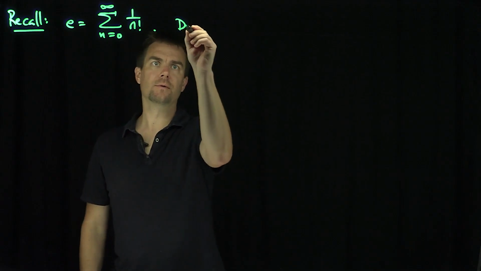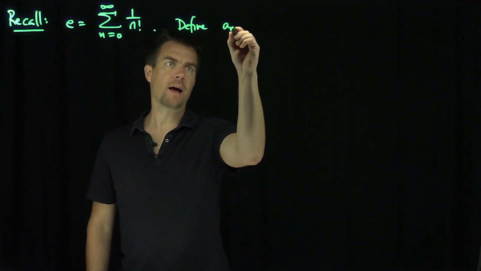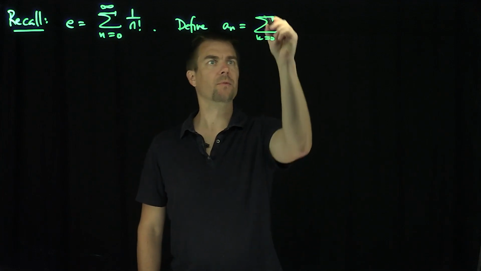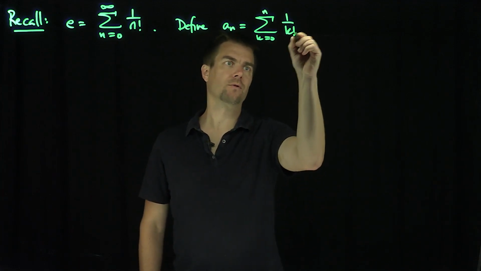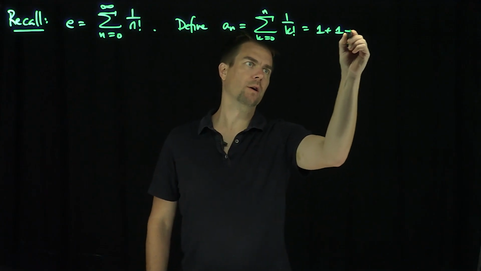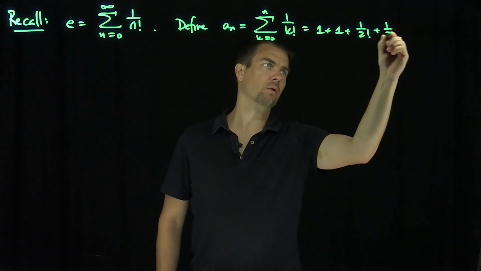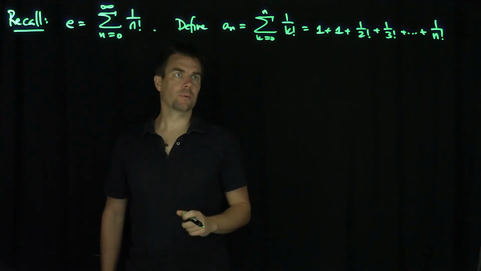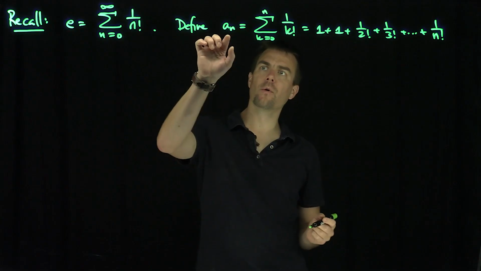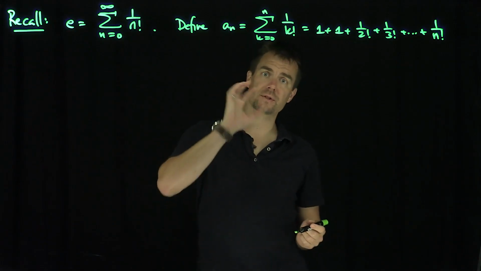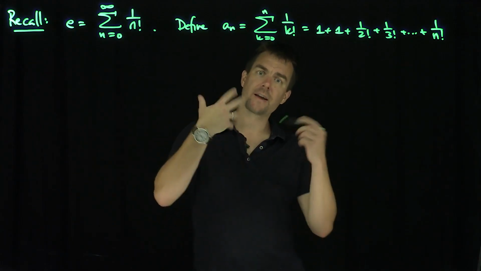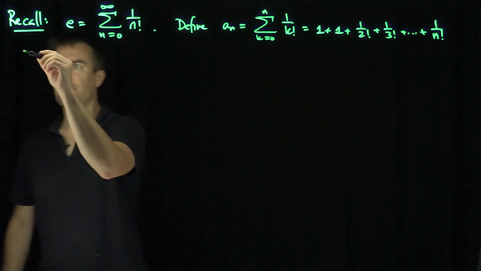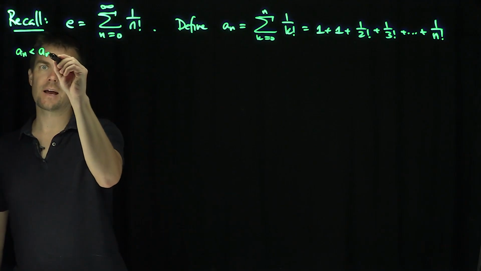To do this, define a_n to be the nth partial sum of this thing: the sum k goes from 0 up to n of 1 over k factorial, which is 1 plus 1 plus 1 over 2 factorial plus 1 over 3 factorial, all up to 1 over n factorial. Now the standard trick: this sequence a_n is clearly increasing because these are non-negative terms. If I add one more term to the sum, it gets larger, so we trivially have that a_n is strictly less than a_{n+1}.